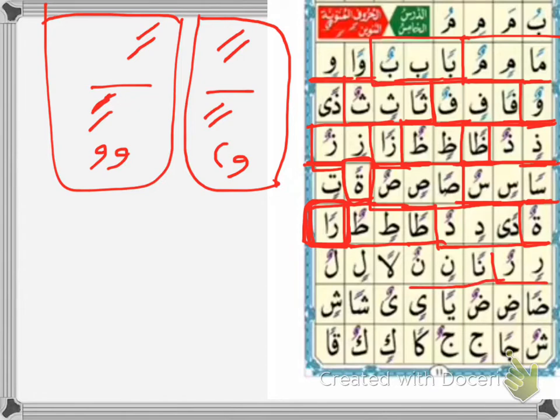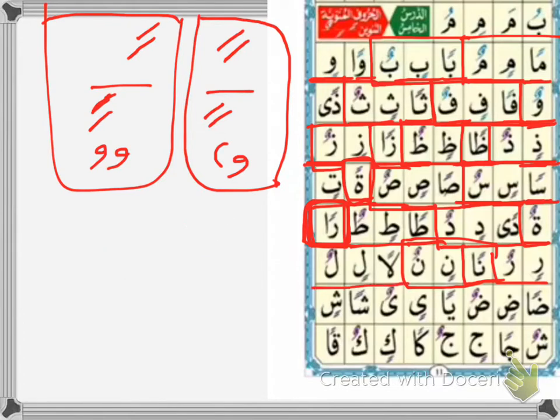Next letter is the noon. Noon فتحتين نن. نون كسرتين نن. نون ضمتين نن. Like we say in noon فتحة and noon.